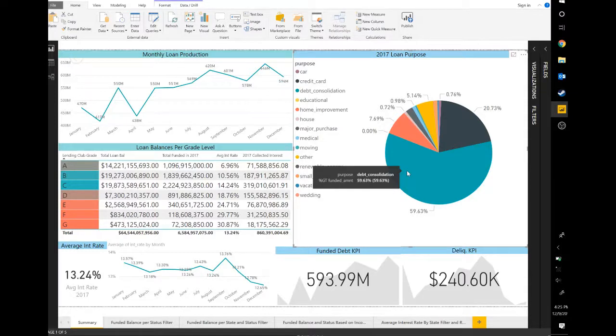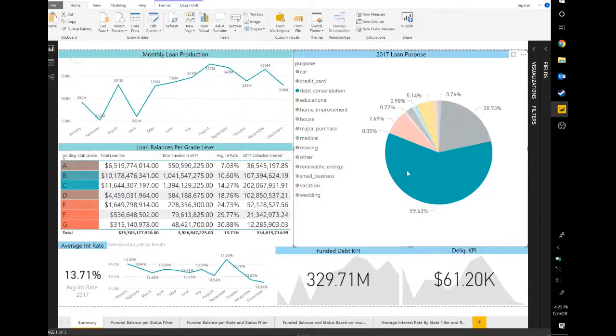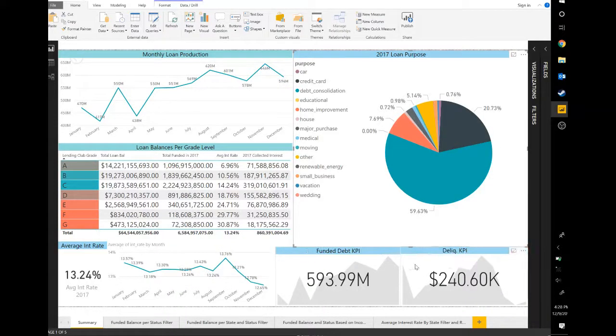If we click on the debt consolidation section, we can see that this section updates and shows the breakdown of how much was lent to each grade level. And we can see that in 2017, $3.9 billion was dedicated for debt consolidation. These two sections show the key performance indicators for new loans and delinquent loans over time.